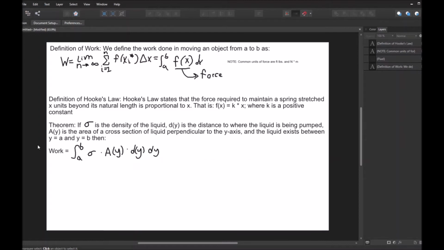Another thing we want to take a look at is the theorem of finding the work for pumping a liquid. It says if lowercase sigma is the density of the liquid, d of y is the distance to where the liquid is being pumped, a of y is the area of a cross-section of liquid perpendicular to the y-axis, and the liquid exists between y equals a and y equals b, then work equals the integral from a to b of sigma times a of y times d of y dy. So that is your theorem on work for a liquid. Now that we've covered all the important information, let's get into some practice problems.